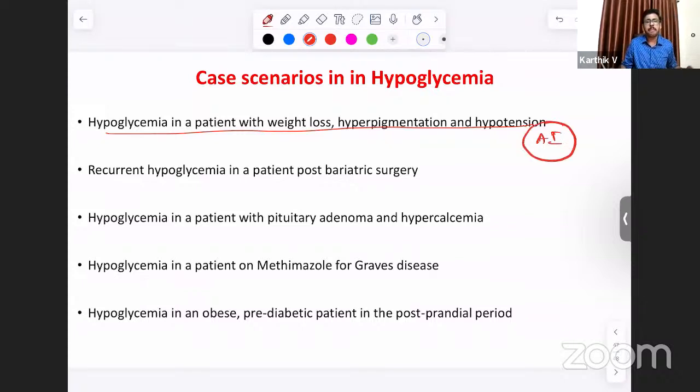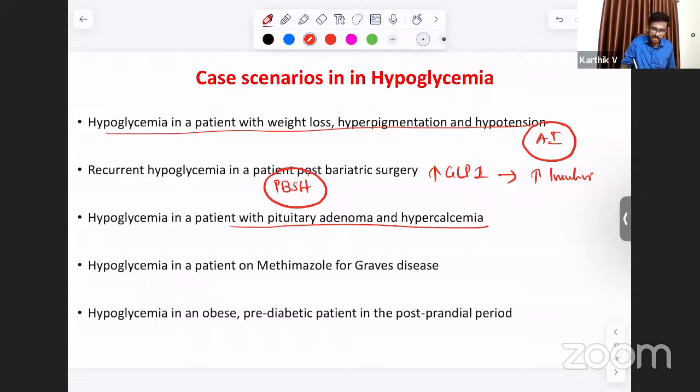Recurrent hypoglycemia in a patient post-bariatric surgery. In a patient who has undergone gut resection as part of bariatric surgery, they will have increased GLP-1 levels. So increased GLP-1 levels would result in increased insulin. So this is what you call post-bariatric surgery hypoglycemia. It is a sort of reactive hypoglycemia that occurs due to elevated GLP-1 levels. Hypoglycemia in a patient with pituitary adenoma and hypercalcemia is likely MEN1 with insulinoma.